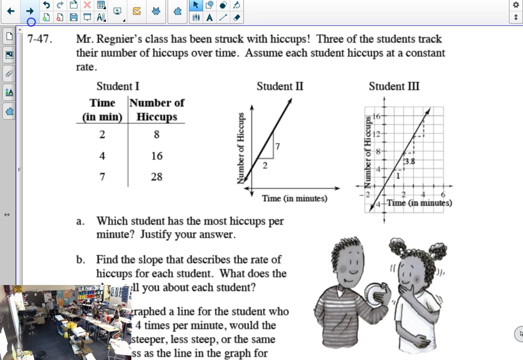Who's got the most hiccups? Who haven't I heard from today? Ian, I haven't heard from you. What do you think? Student 1 has the most hiccups. How do you figure? It says time, number of minutes, number of hiccups, and it's 2 and 8, so it's 4 hiccups per minute, and then the next one's 3.5 hiccups per minute, and then the next one's 3.8. No, 4.